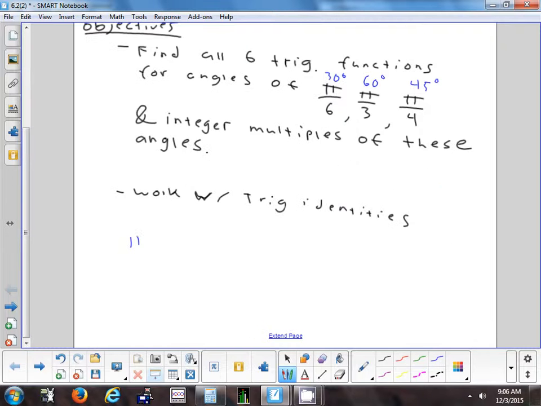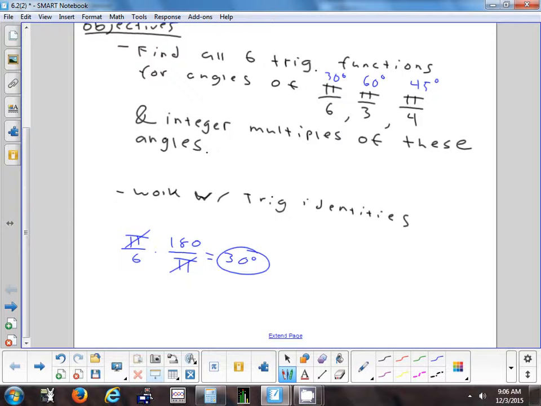If I wanted to convert pi over 6 to degrees by hand, how would I do it? Multiply by 180 divided by pi. The pi's cancel. What's 180 divided by 6? 30.